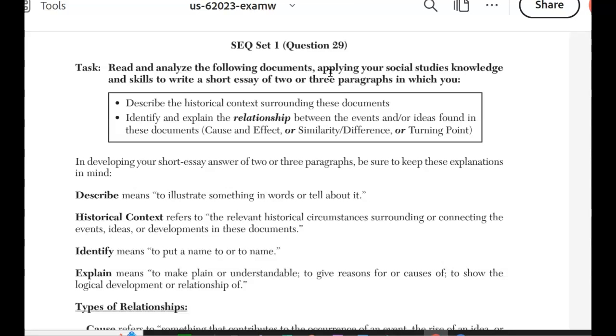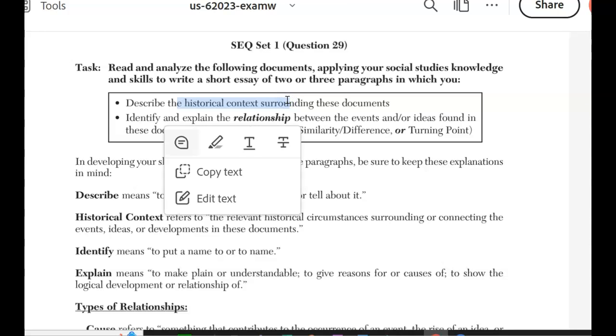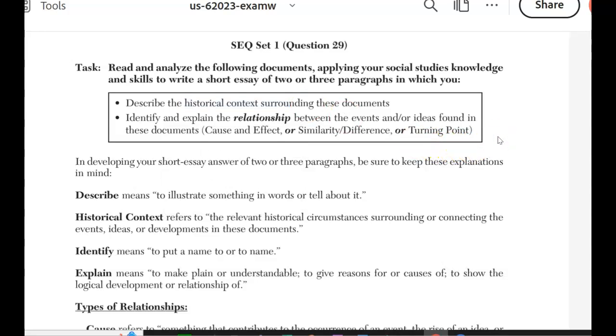Notice, to get full credit for the question, it's easy. You just have to do all the parts. First, you have to give historical context. What does that mean? That means you have to bring outside information to bear. You cannot just repeat what is in the documents. If you just find a couple of sentences in the documents and rewrite them, that is no good. The graders cannot give you credit.